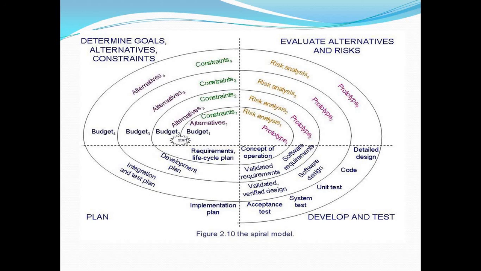You can see that the first quadrant is determining the goals. The second is risk analysis. We are doing risk analysis in the second quadrant. The third quadrant is planning, and we have different sets of plans. Each group represents different phases here.